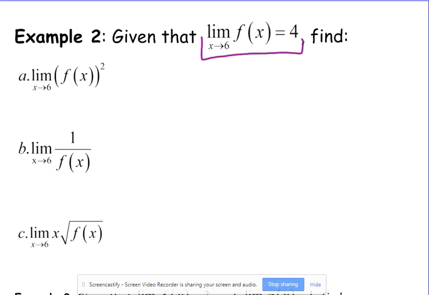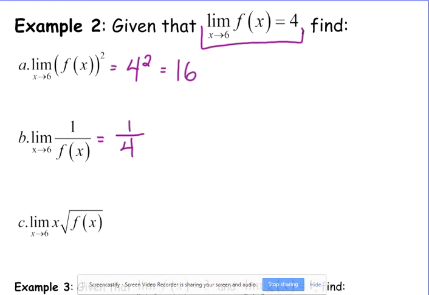Okay, so let's use those rules that we were just looking at to find these limits of some manipulations of our function. If we're squaring f of x, then we square the limit. So the answer to example A is 16. Example B, the limit as we approach 6 of 1 over f of x. This is just like a quotient problem, okay? We don't have another function that we're combining it with, so it's just 1 over the limit of f of x. It's 1 over 4.